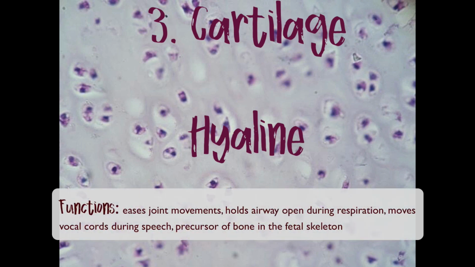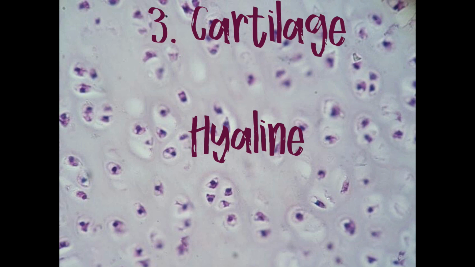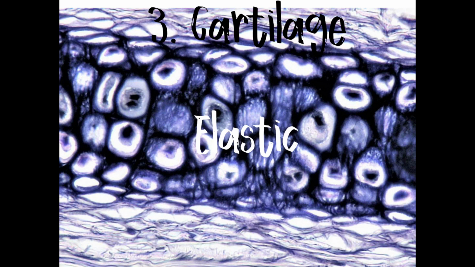And then when you come out, when you're a baby, you're a mixture of cartilage and bone, but the bone is still soft and very malleable. And then that cartilage eventually gets completely replaced. It ossifies and becomes bone. So that's hyaline cartilage. All right, now let's take a look at elastic cartilage.